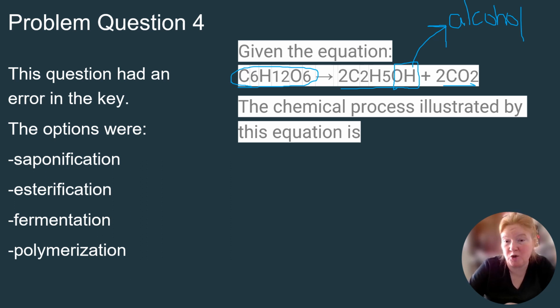Saponification is making soap. Do I see OH on the reactant side? And it would have to be with a metal, like NaOH, for example. No. Do I see an ester? No, that's the functional group for an alcohol, not an ester.